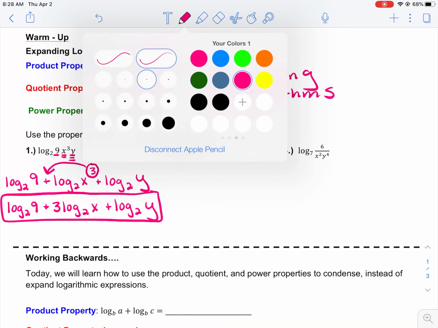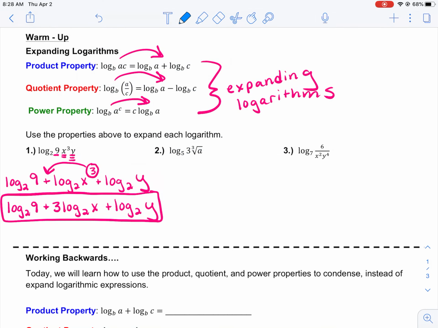In the next example, we're going to review what we do with this cubed root. We have log base 5 of 3 times the cubed root of a. We don't have a property for roots, but we do have a property for exponents. So we're going to start by rewriting this as log base 5 of 3a to the 1/3 power. The cubed root of a can be written as a to the 1/3 power.